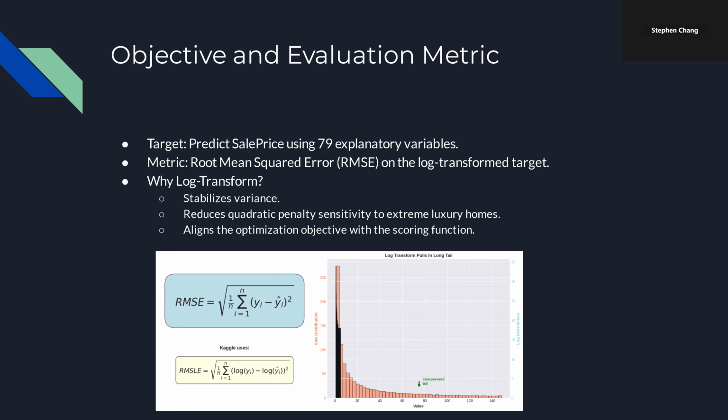This basically means that a 50K error on a 200K house and a 50K error on a $1 million house are treated more fairly, in that they are around 25% versus 5% errors in log space.